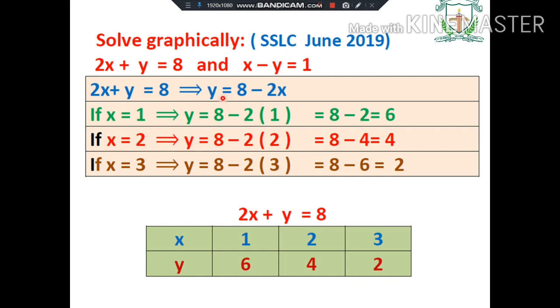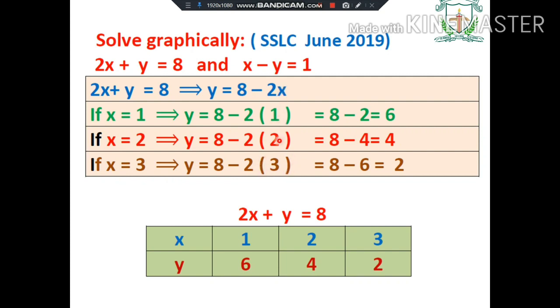So the equation is y is equal to 8 minus 2x. 2 into x, you have taken x is equal to 2, right? Inside the bracket 2. So y is equal to 8 minus 2 twos are 4. So 8 minus 4 is 4. Got the second value. x is equal to 2, y is equal to 4. Now consider the third value, x is equal to 3. y is equal to 8 minus 2x, 8 minus 2 into the place of x.